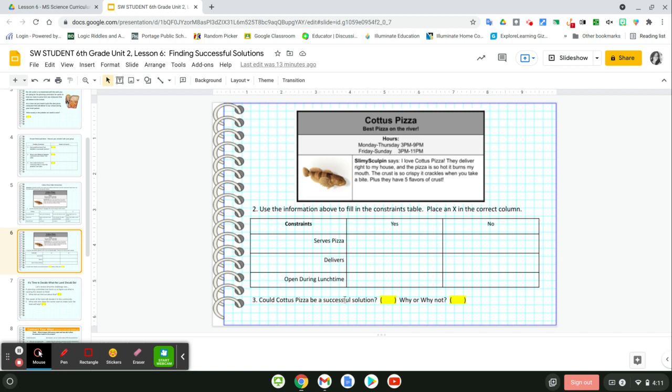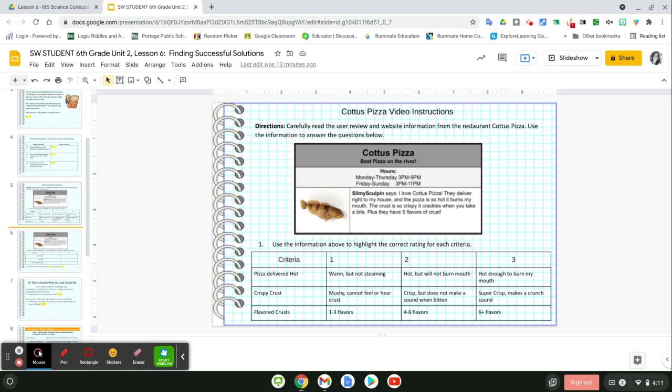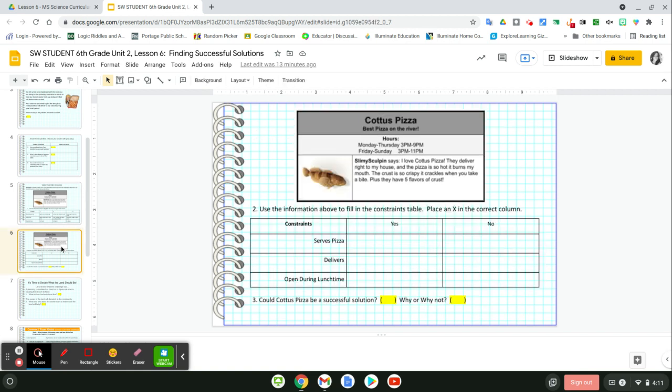So could Coda's Pizza be a successful solution? Why or why not? It may have a high rating. It may have a good enough rating. But if there is any no in the constraints, if we have put an X in any of the no's, then we cannot use this solution. So we would say no, this is not a good solution, and the reason would be it does not meet all of our constraints.